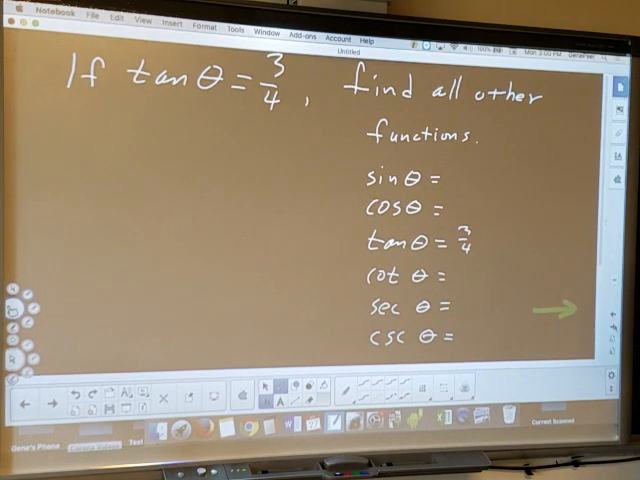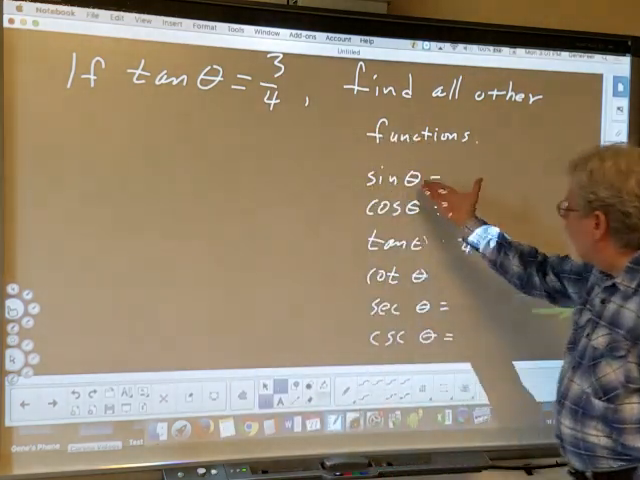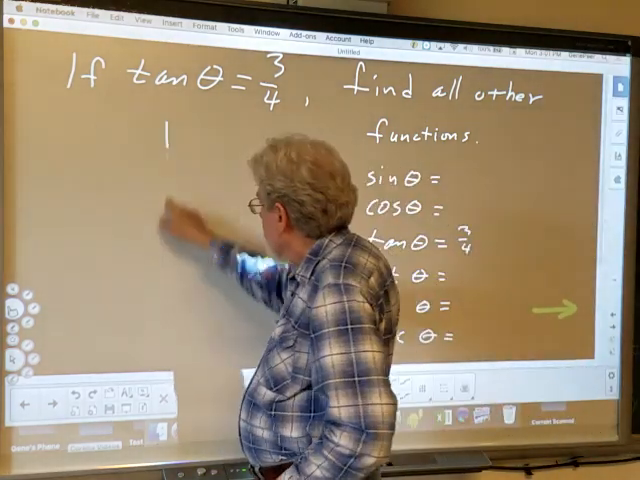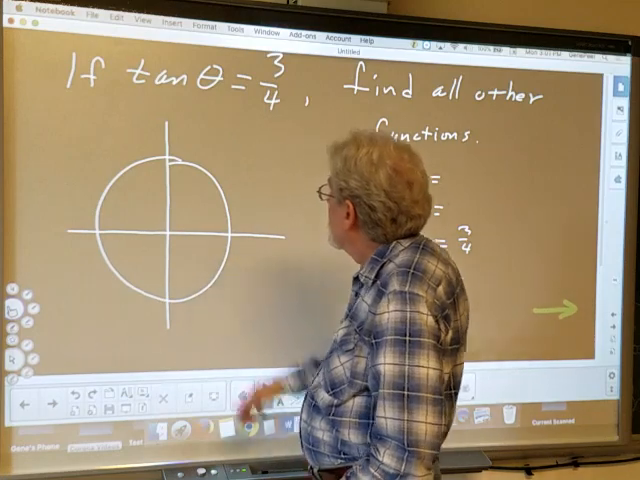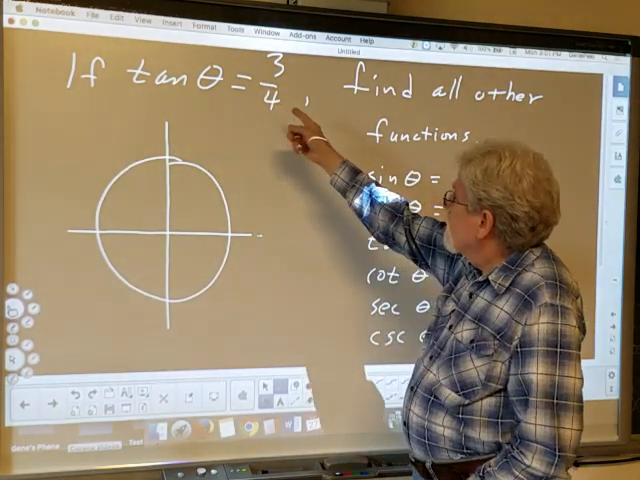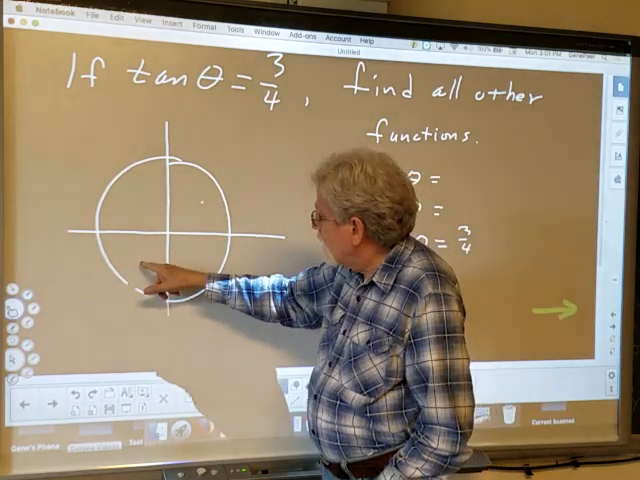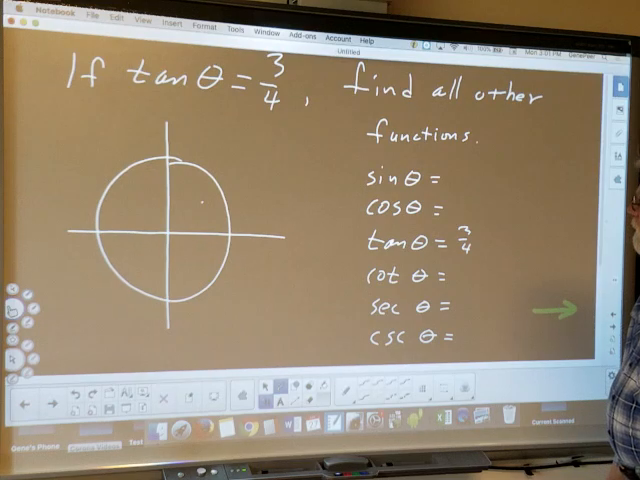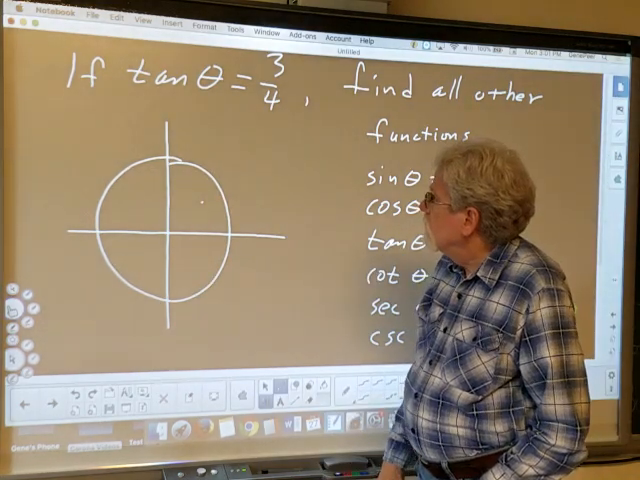All right, if we know that the tangent of theta is 3/4, can we find all the other functions? Well, yes, we can. When in doubt, draw your unit circle. We know that this is either in the first quadrant, or all students take chemistry, or the third quadrant. I didn't mention which quadrant we are in. Let's put ourselves in the first quadrant. I should have told you.